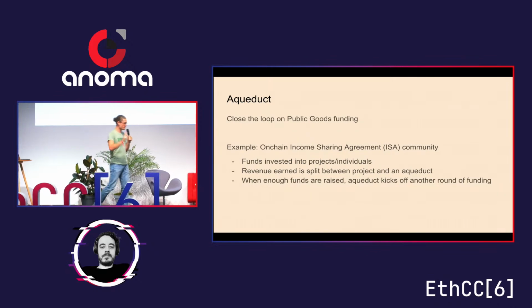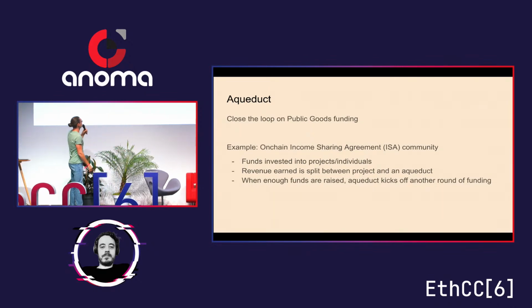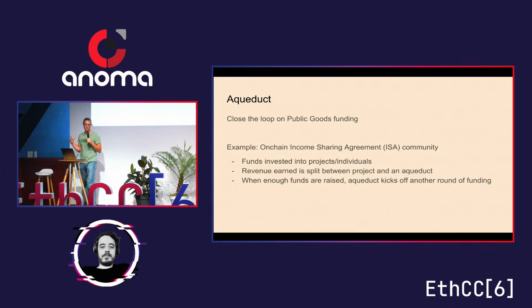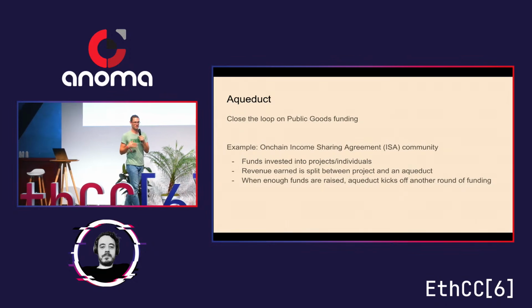A really great way of understanding the aqueduct is thinking about income sharing agreements. Are people familiar with this term? One person, cool. Max, welcome. 2, cool. So in an income sharing agreement, you pull together a pool of funds, you allocate that towards students to pay for their tuition. They then commit a certain percentage of their income back to that pool of funds.